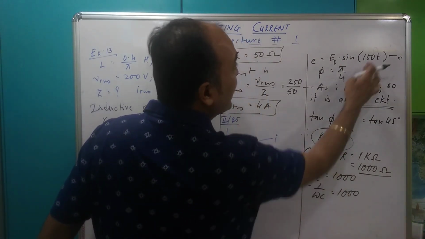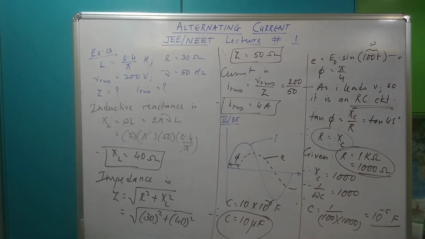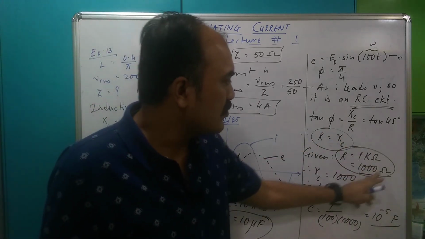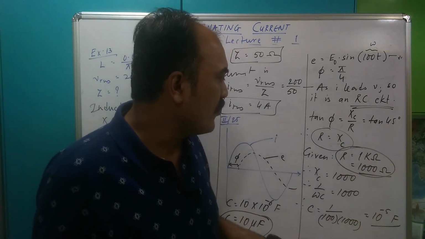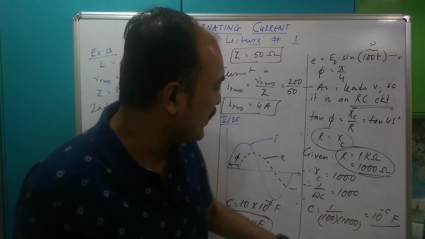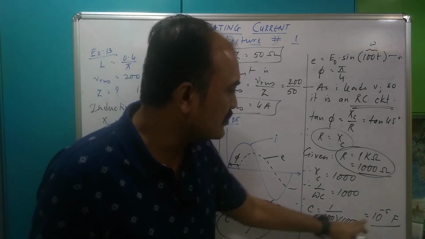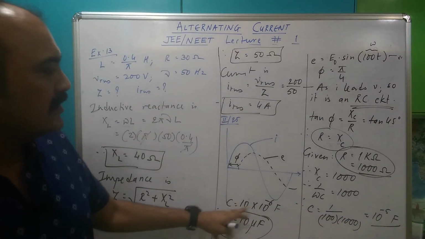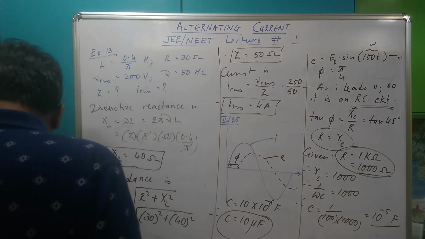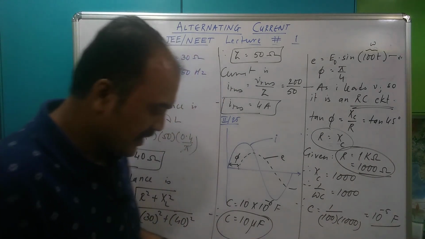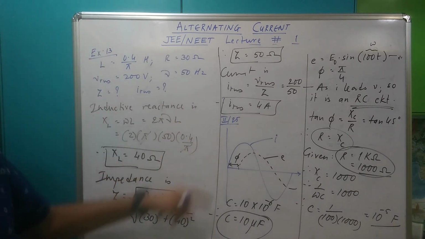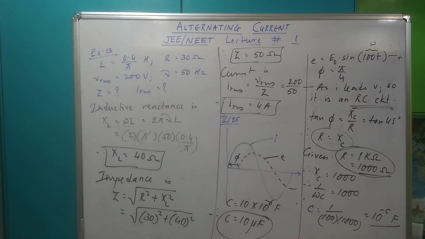So where did omega go? As I said, R was XC, R was 1000 ohm. So XC also has got to be 1000. Now 1 by omega C is 1000. I have got omega as 100 out here. So C is 1 by 100 into 1000. That's 10 raised to minus 5. But I don't have any option as 10 raised to minus 5, so I am forced to write it in terms of micro. That's 10 into 10 raised to minus 6 farad or 10 microfarad. That is your option B, which is 10 microfarad.